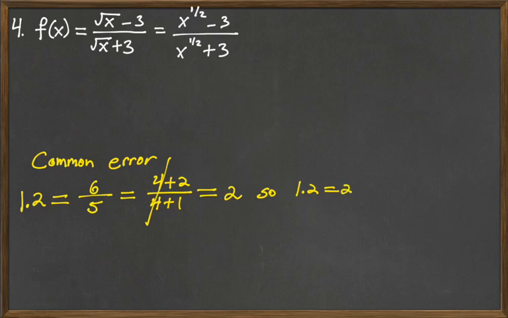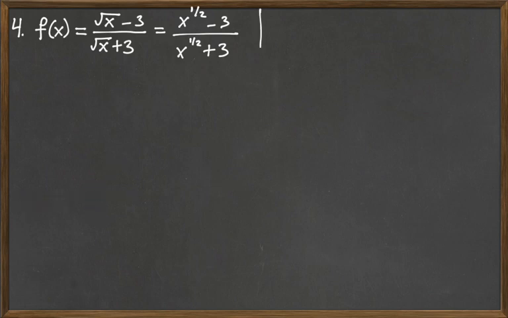So that means our technique is wrong. So we're not allowed to cancel those x to the 1/2 powers, or the 3's would have a similar error. As much as we'd like to, it doesn't work. Okay. All right. So this is a different type of function. It's a quotient of two functions.